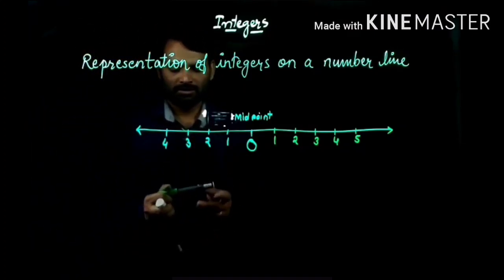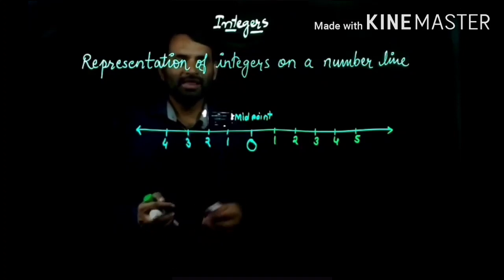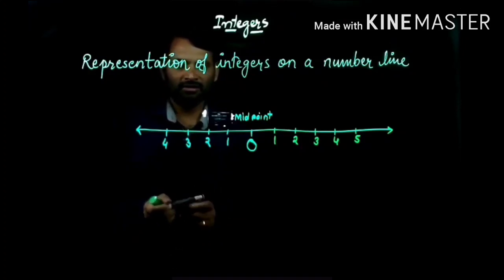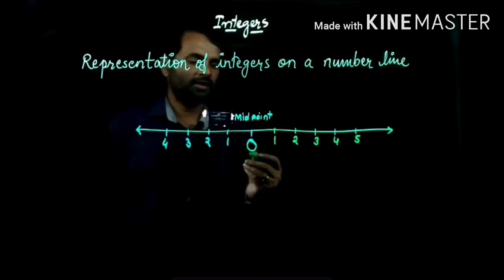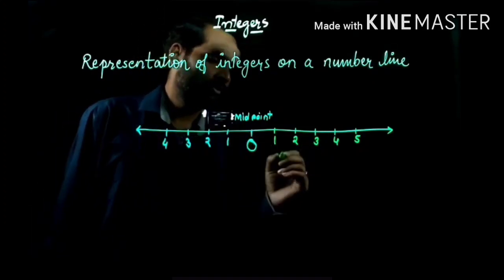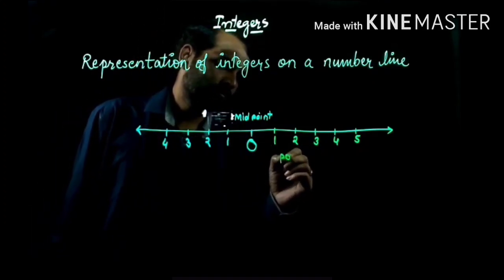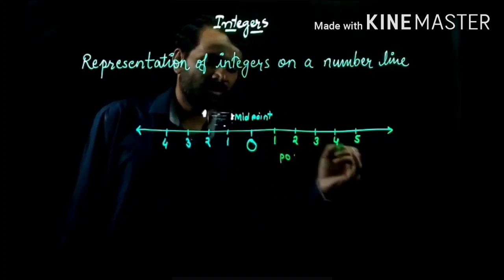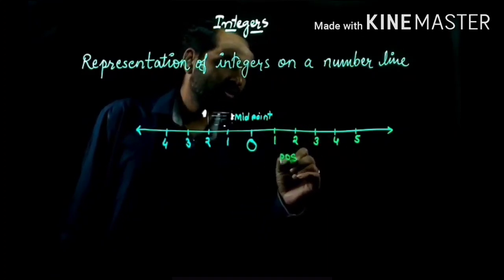But this is the number line of the integers, so you write on the 0 the positive numbers. After 0, on the left hand side, is the positive number.